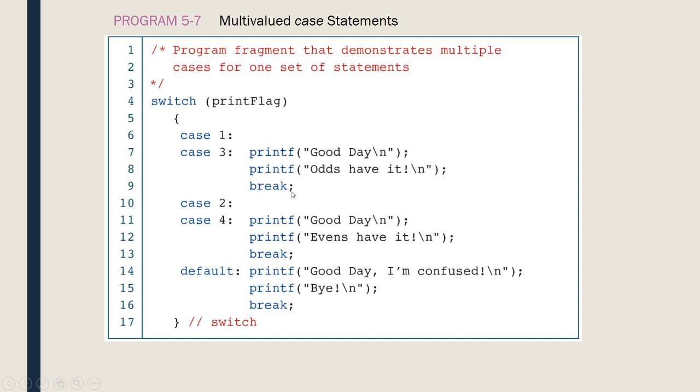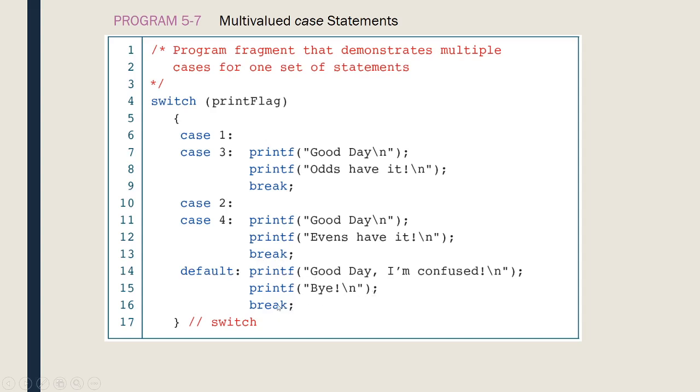Then there is a break statement after case 3. And after case 3, we have case 2 followed by case 4. There is no statement under case 2, and it falls directly to case 4 in which there is a statement to display good day, evens have it, and break. After the break statement, there is a default statement to print good day, I'm confused by, then the break.